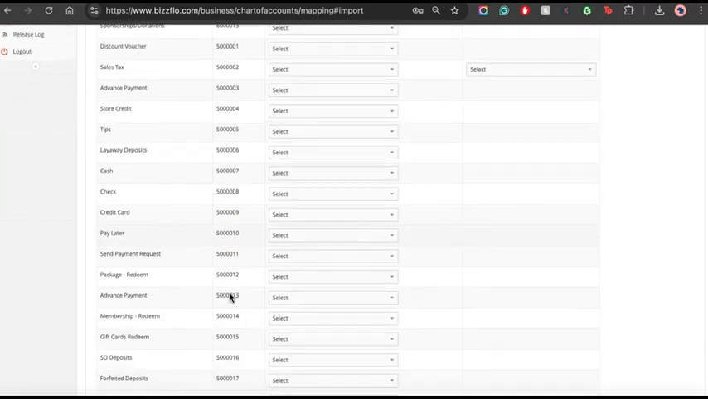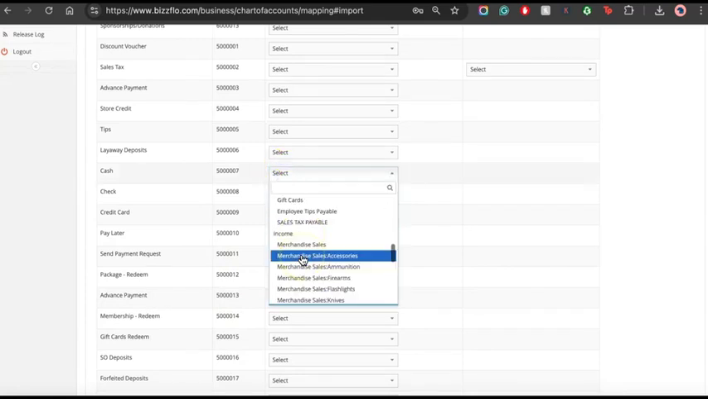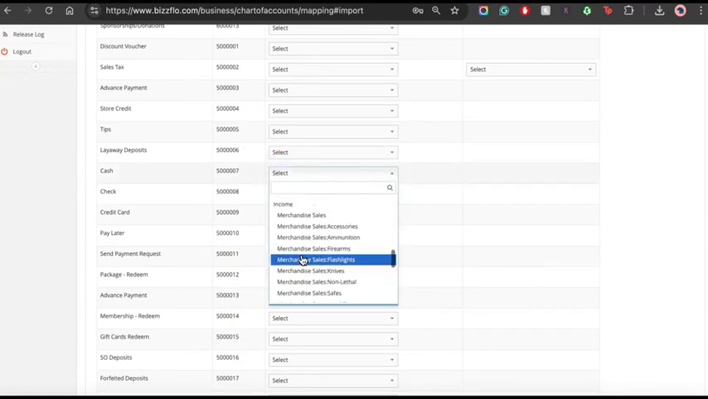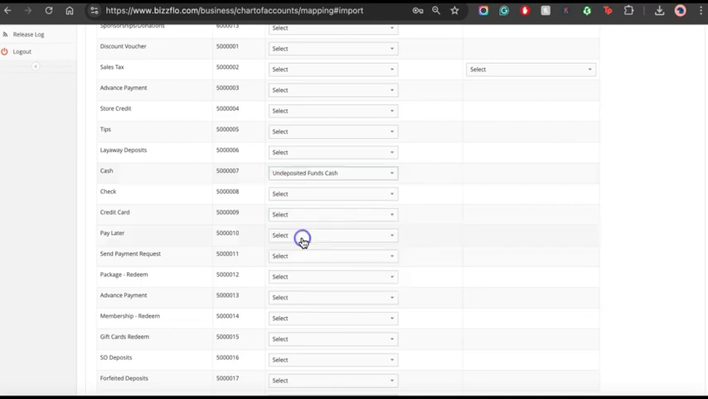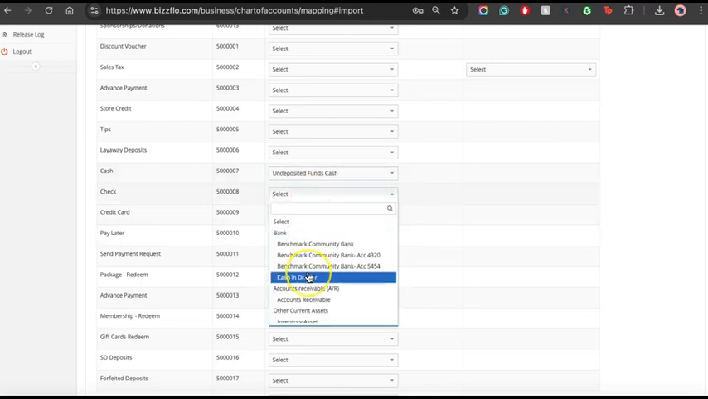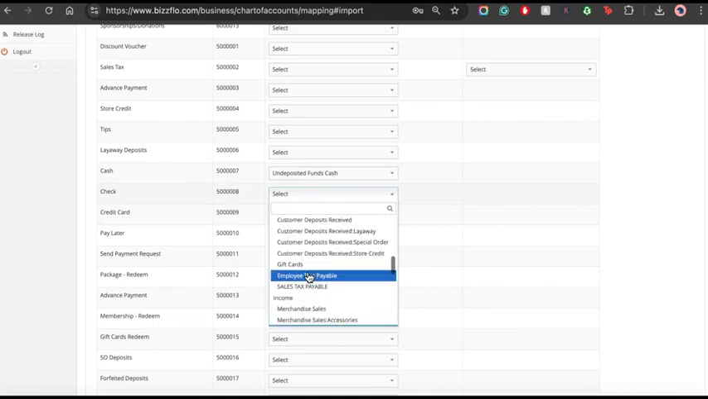Payment processing and reconciliation. Cash payments are initially recorded as undeposited funds until transferred to a bank account upon reconciliation. Checks and credit cards are typically recorded as undeposited funds before being moved to the respective bank account once deposited.